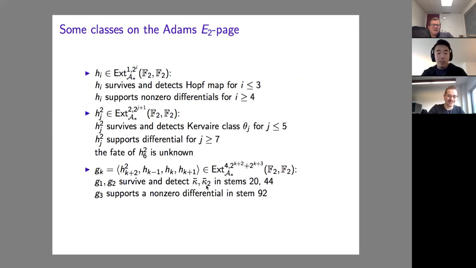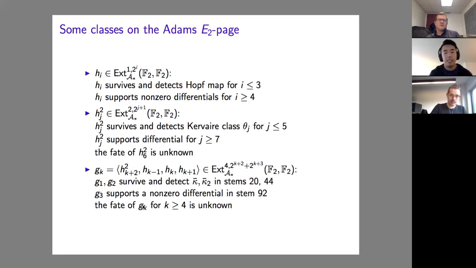And the next element, g_3, is in stem 92, and it supports a non-zero differential. So I think it supports a d_5. That's what Jolie told me. And so it does not survive the Adams spectral sequence. And the fate for the later g_k's, they're still unknown. But the detection theorem tells you that if they survive the Adams spectral sequence, then they must all be detected in the Hurewicz image to the C2 fixed point of BPR.